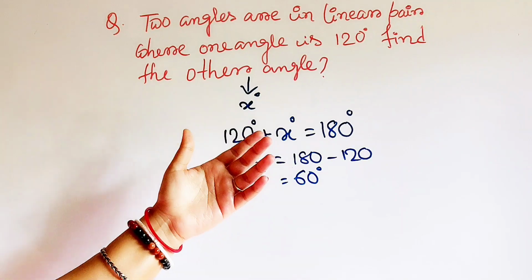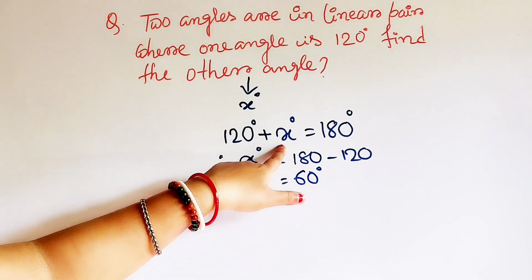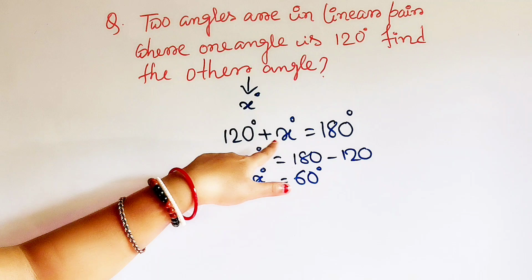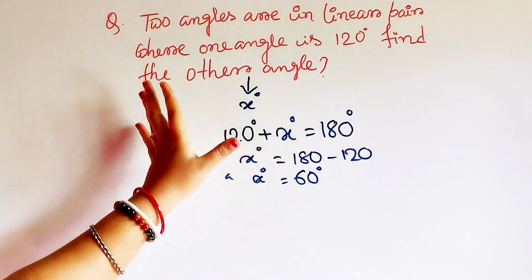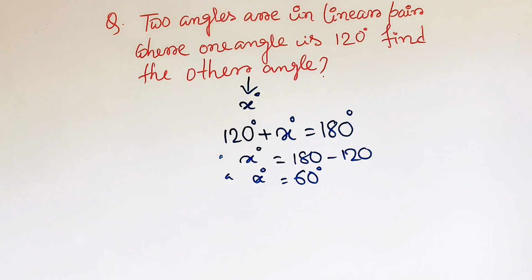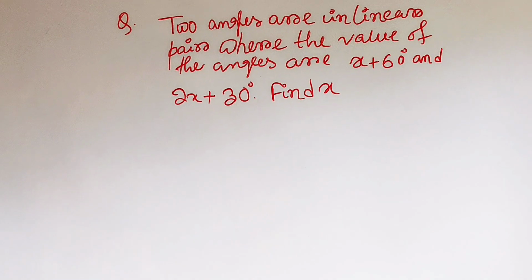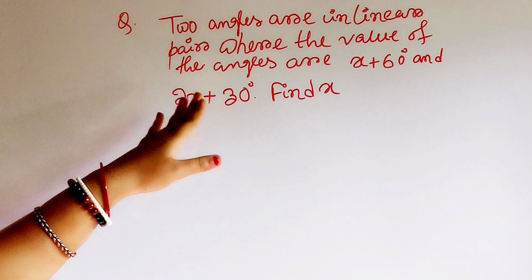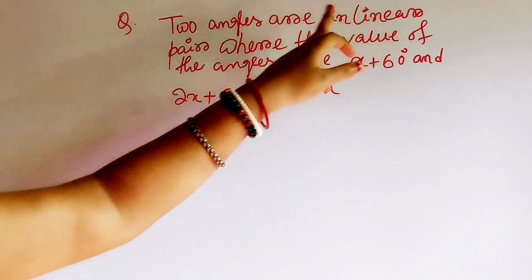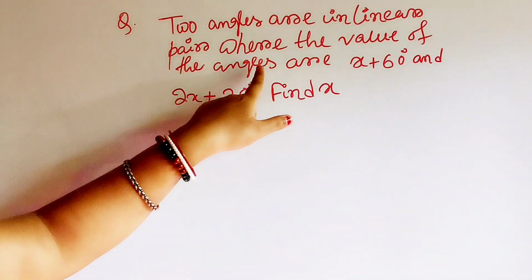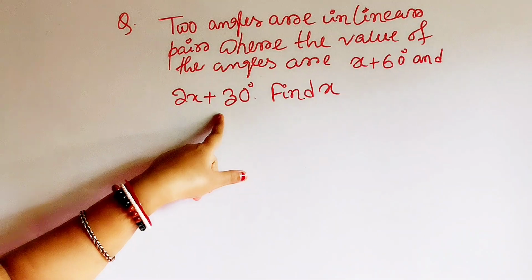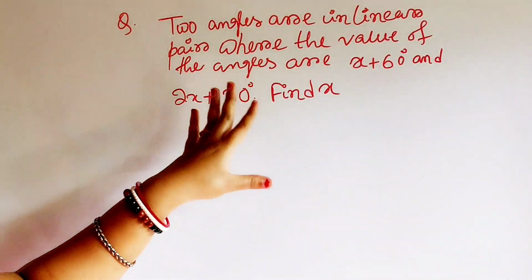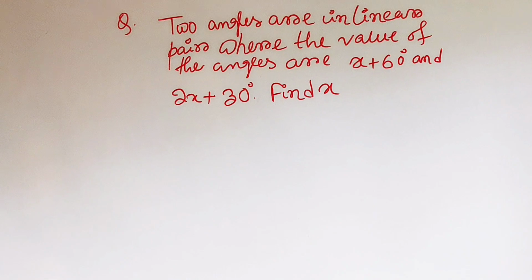This is the process. You can do different types of math. There will be some different values, like one angle is 60 degree, find the other, or one angle is 110 degree, find the other. So the process is the same. See the next type of question. Two angles are in linear pair where the values of the angles are x plus 60 degree and 2x plus 30 degree, find x. This is another type of question.